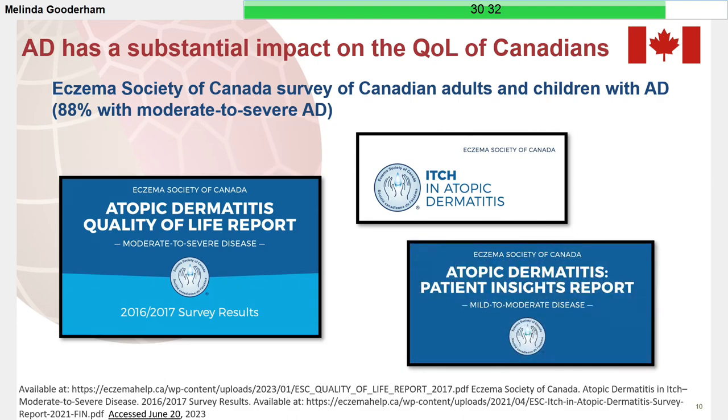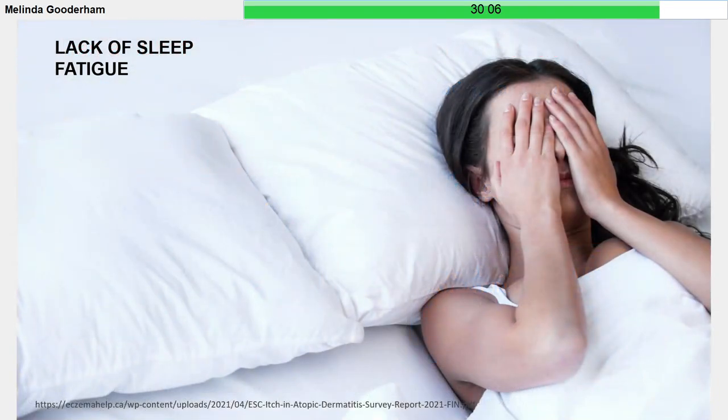So although I'm going to look at a global perspective, I am from Canada, and so is Dr. Bissonnette, so we'll start off with some Canadian stats. The Eczema Society of Canada has done a number of surveys of Canadian adults and children with AD. They have a good proportion of patients with moderate to severe disease. They've looked at quality of life, they've looked at itch, and some patient insights in mild to moderate patients. So I'll throw in a bit of that data along with some other global information.